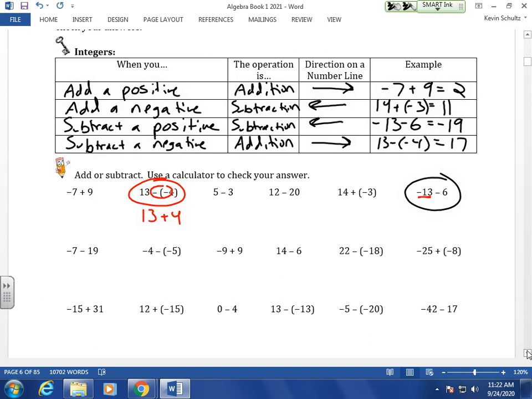Questions on that so far? Review for the most part? Good. Okay. So you've got these 18 to do here, and that is the integer section. We'll move on to decimals.